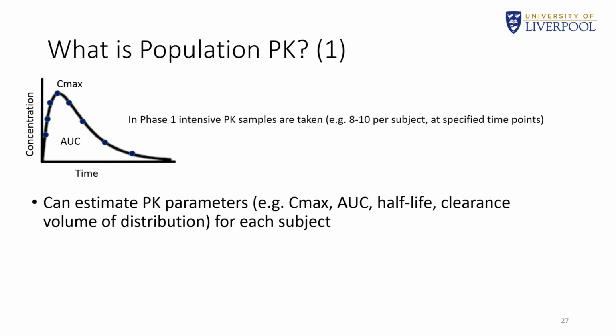In phase 1, we tend to take intensive PK samples. We can take about 8 to 10 samples per subject, at very specified time points. So we can ask for samples at 30 minutes, 1 hour, 1 hour 30 minutes, and potentially with a 5-minute window amongst it. From this intensive PK data, you can derive quite a nice concentration-time profile, which allows you to calculate PK parameters such as Cmax, AUC, half-life, clearance, or volume of distribution. And it allows you to calculate that for each subject.